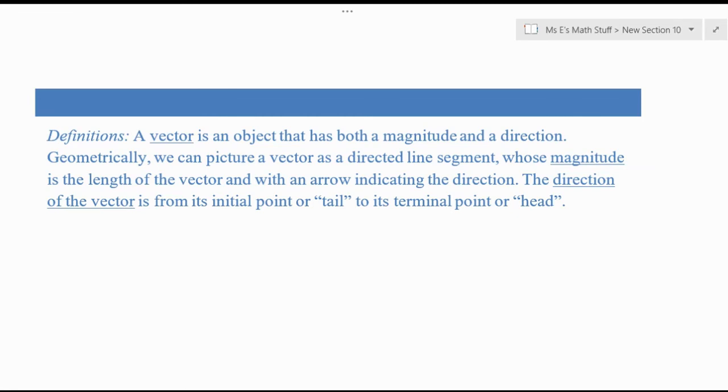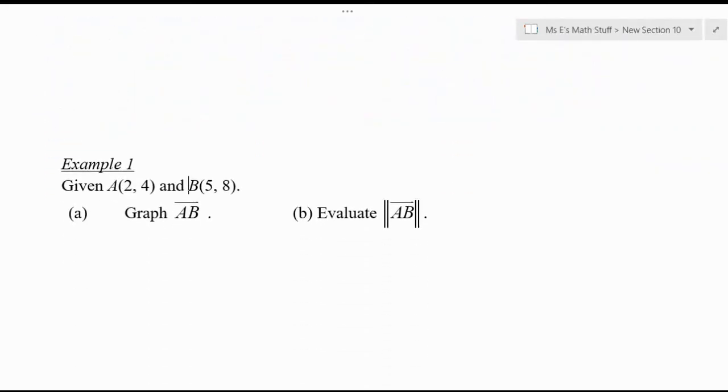All right, my friends, if you need to, pause the video so you can get that written down. And then we'll switch to example 1, okay?